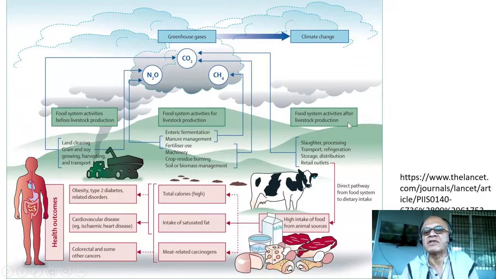Here, food system activities after livestock production, so slaughter, processing, transport, refrigeration, storage, distribution, retail outlets, and so on. There are direct pathways from food systems to dietary intakes. Here you look at high intake of food from animal proteins impacting high calories, saturated fat, meat-related carcinogens leading to colorectal and some other cancers, cardiovascular diseases, obesity, type 2 diabetes related disorders, etc. That amounts to health outcomes.